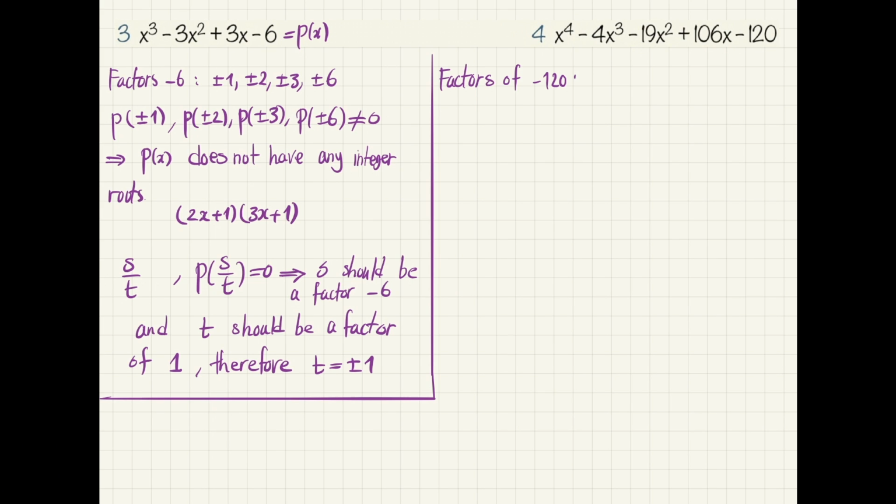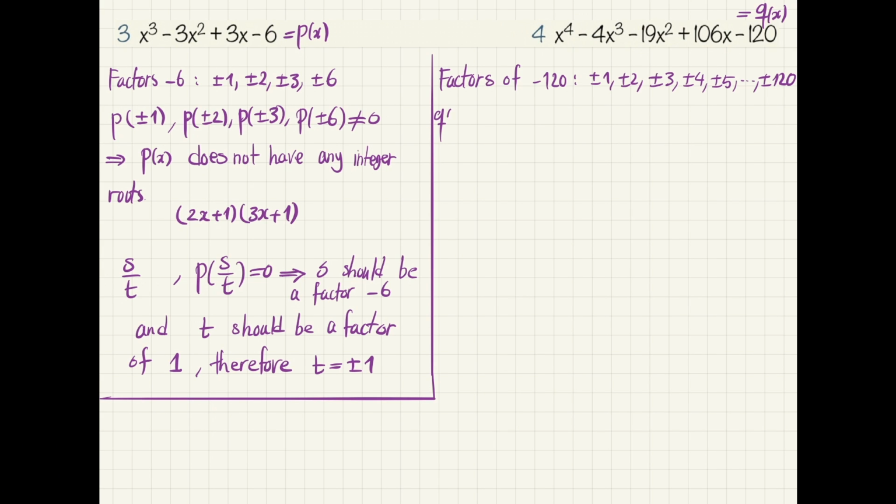There are quite a lot of them. So it's plus and minus 1, plus and minus 2, plus and minus 3, plus and minus 4, plus and minus 5, up to plus and minus 120. Okay, let me call this one q of x. And then let us calculate.